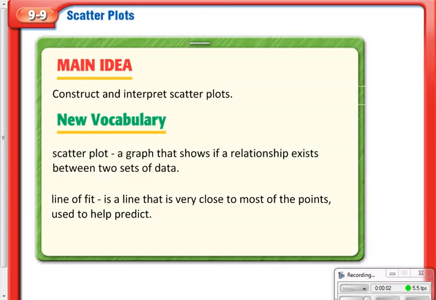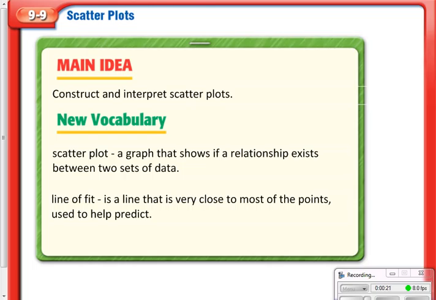9.9 covers scatter plots. We'll interpret different scatter plots here today. A scatter plot is basically a graph, and it shows if there's a relationship that exists between two sets of data. One set of data would be your y-axis, the other set being your x-axis. You'll also draw a line of fit.